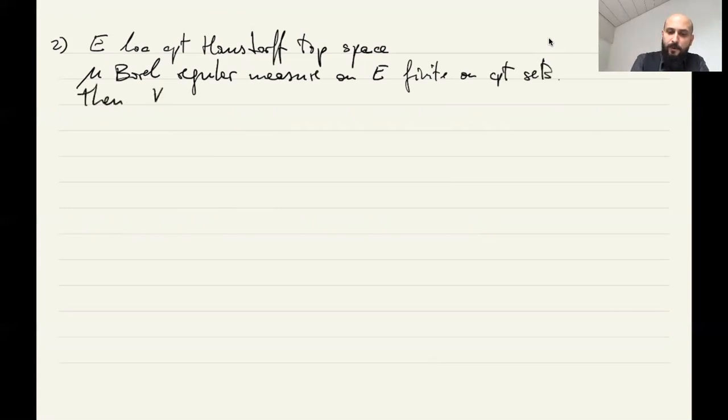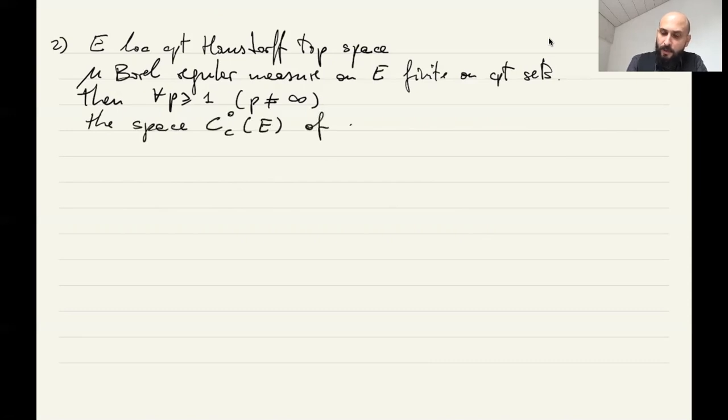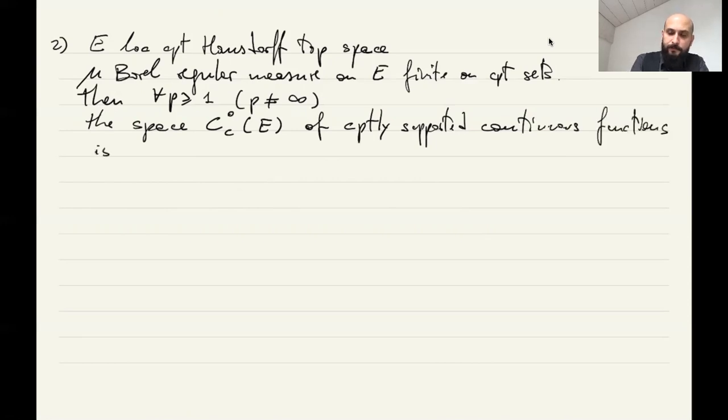Then for all p greater than or equal to 1, with p different than infinity, the space, we call it C0 of E, of compactly supported continuous functions, is dense in LP.